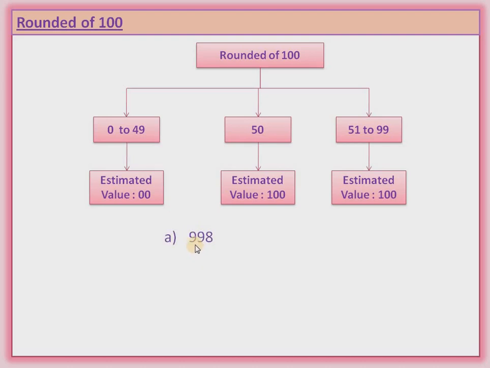The first example, 998. Now tell me, how many digits will we make a line on? We will make a line on the last 2 digits. Okay, so you can see we made a line on the last 2 digits of 998. Understood? Then look at this side. First we will write 2 times 0 instead of these 2 digits, right?